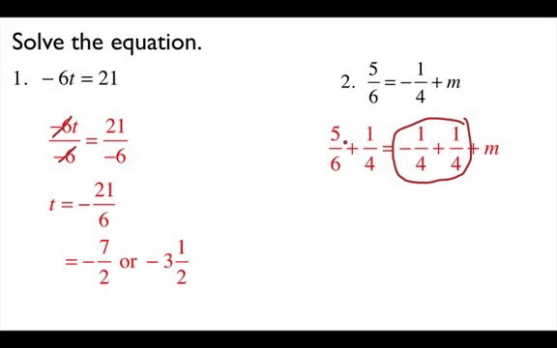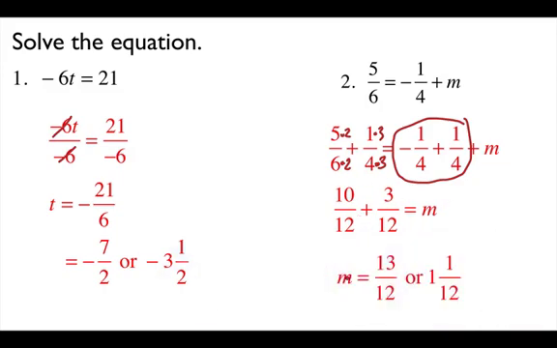Notice that these cancel out, and I'm left with just m. Then I go to the left-hand side, and I need to work with common denominators. So I multiply this by 2, and this by 2, and this by 3, and this by 3, because the least common denominator of 6 and 4 is 12. That's how I end up with these two fractions. I take the sum, and I end up with 13 over 12, or 1 and 1/12 if I rewrite it as a mixed number. Okay, let's go on to the next slide.